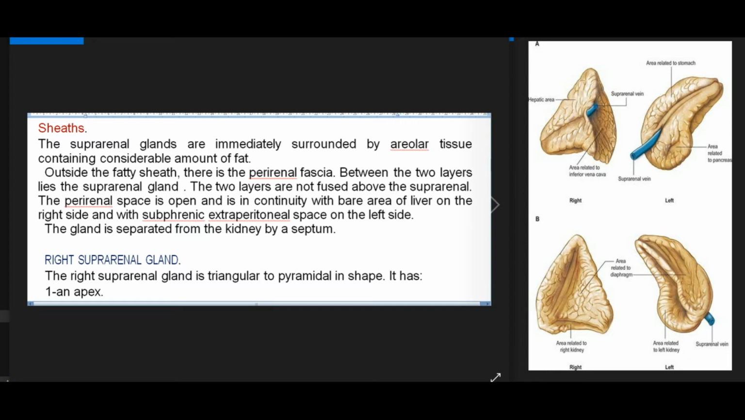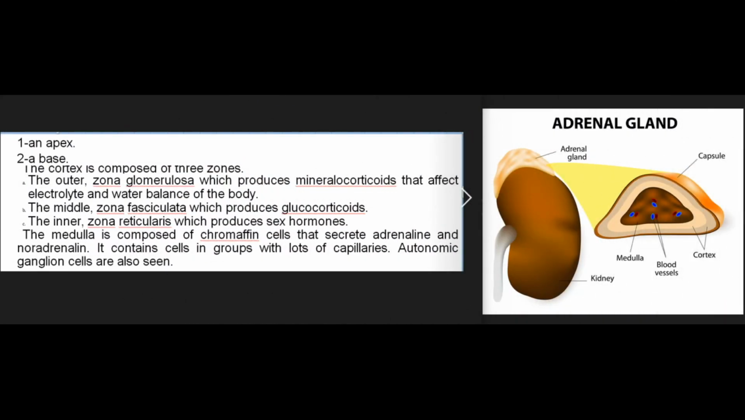Right suprarenal gland. The right suprarenal gland is triangular to pyramidal in shape. It has 1. An apex. 2. A base. The cortex is composed of 3 zones. A. The outer, zona glomerulosa, which produces mineralocorticoids that affect electrolyte and water balance of the body. B. The middle, zona fasciculata, which produces glucocorticoids. C. The inner, zona reticularis, which produces sex hormones.